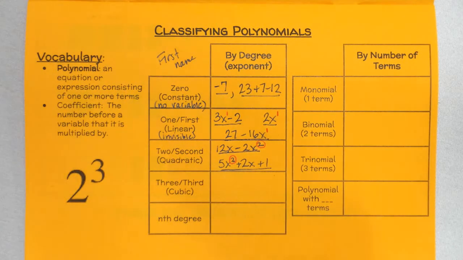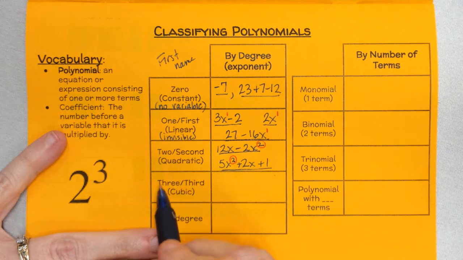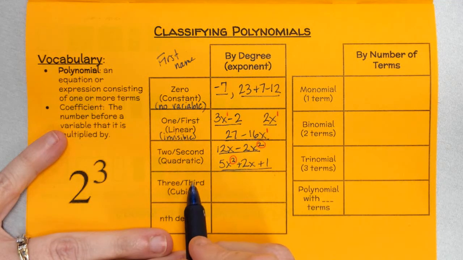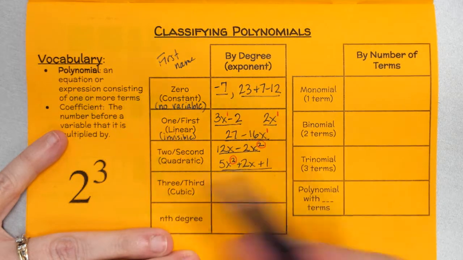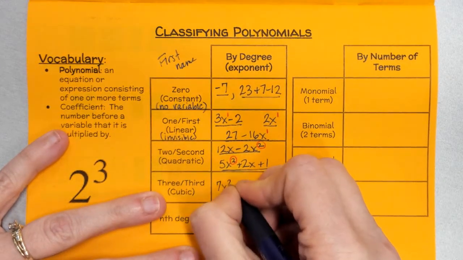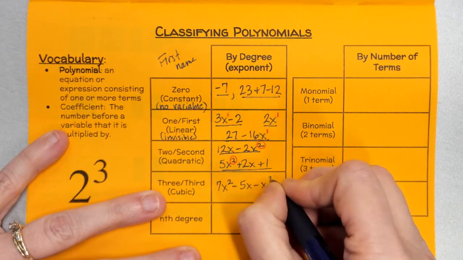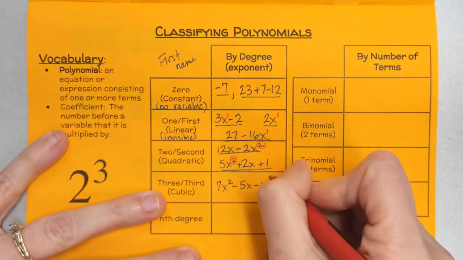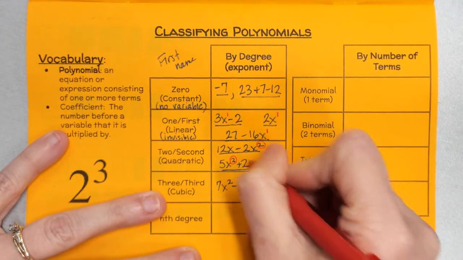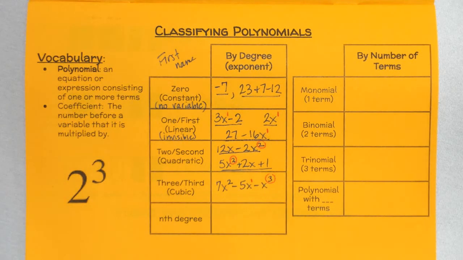Okay? The next one, the highest exponent we see is 3, which is cubic, and that will be a third degree, but it's special, so it has its own name. So that might look like this: 7x squared minus 5x minus x to the third. And we see that highest exponent, especially when we put in our invisible, we have a 3, a 2, and a 1. 3 is the highest, cubic wins. So this is cubic. Now, if we go any bigger than 3, we don't have special names for them.